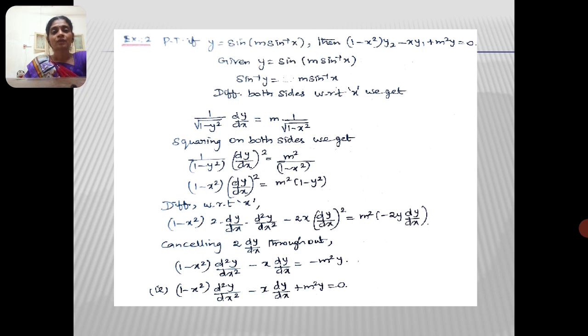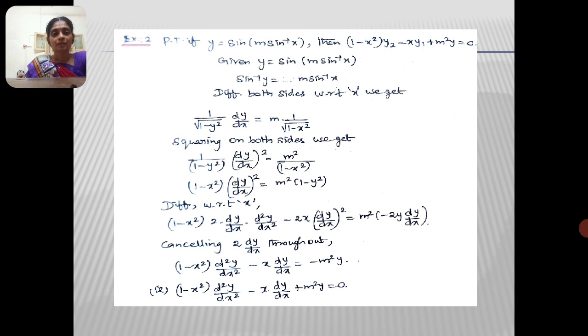Now differentiate both sides with respect to x. On differentiating sine inverse x, we get 1 by root of 1 minus x square. So in the left hand side, we are having sine inverse y. So differentiating with respect to x, we get 1 by root of 1 minus y square into dy by dx equal to m into 1 by root of 1 minus x square. Squaring on both sides, we get 1 by 1 minus y square into dy by dx whole square equal to m square by 1 minus x square.